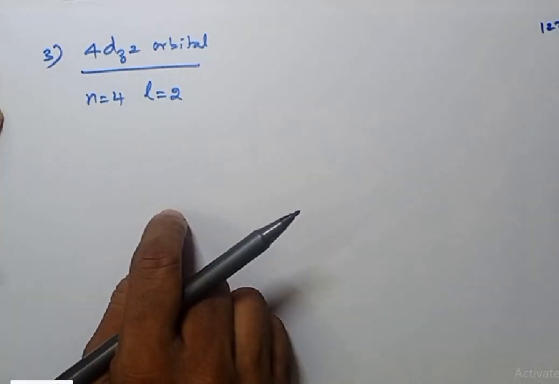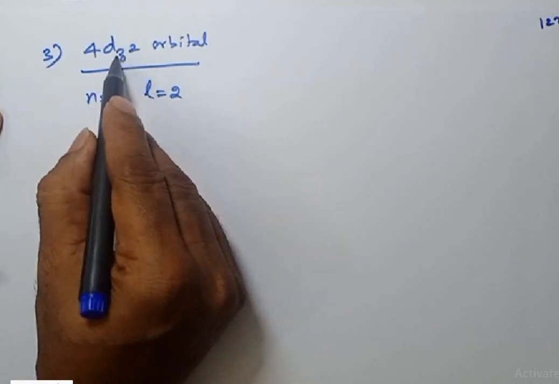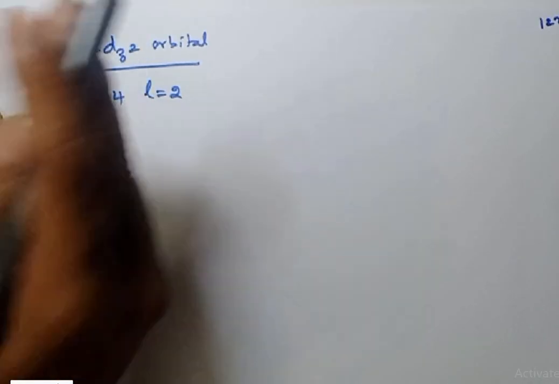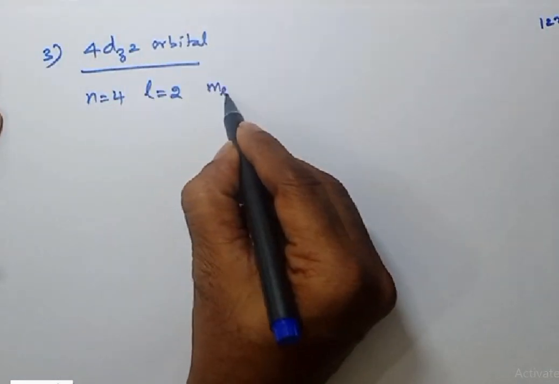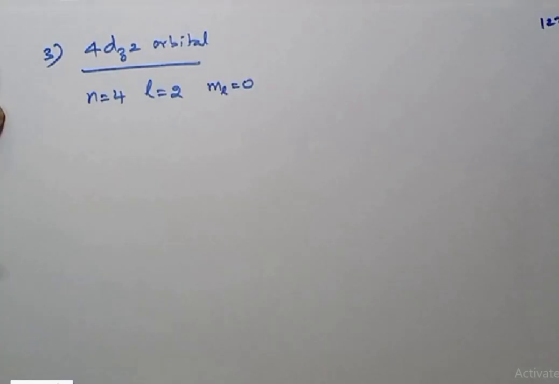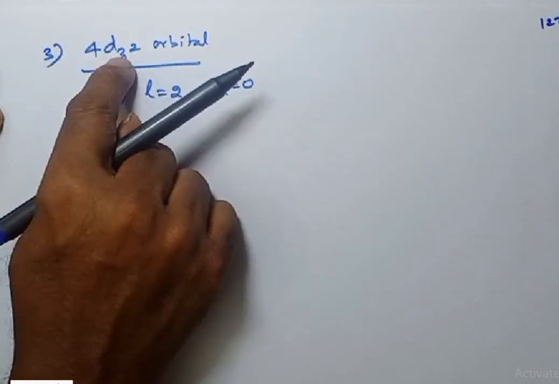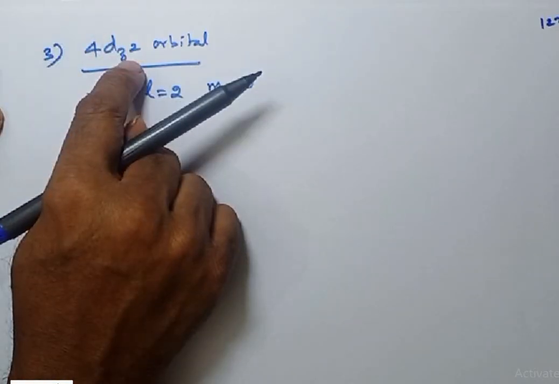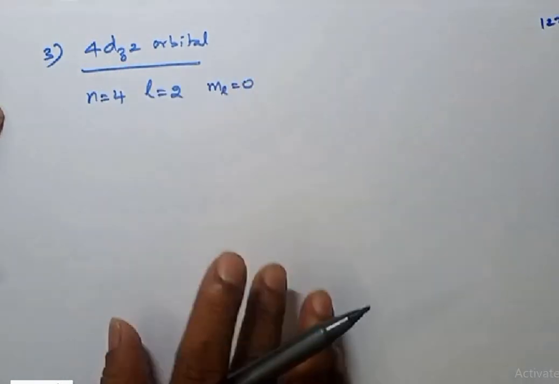But remember, in this orbital I have only z, correct? Z square is there, only z. Whenever only z is present, then ml should be 0. Keep this in mind, this is very important. If you have only z or z square or z cube, then ml should be 0.